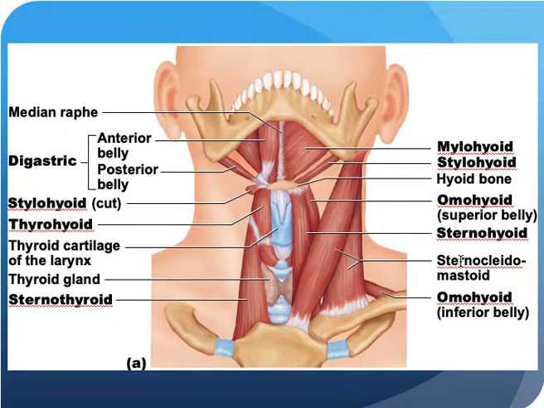The name kind of tells you where it goes to and where it starts, right? So it goes to the sternum, and the mastoid is that big, huge bump right behind your ear. I can find that bump behind my ear and follow this muscle with my fingers all the way down into the front where it attaches to my sternum. A lot of times this is going to be a muscle that's really tight in a lot of people too, okay? Especially now that we're on the computer a lot.